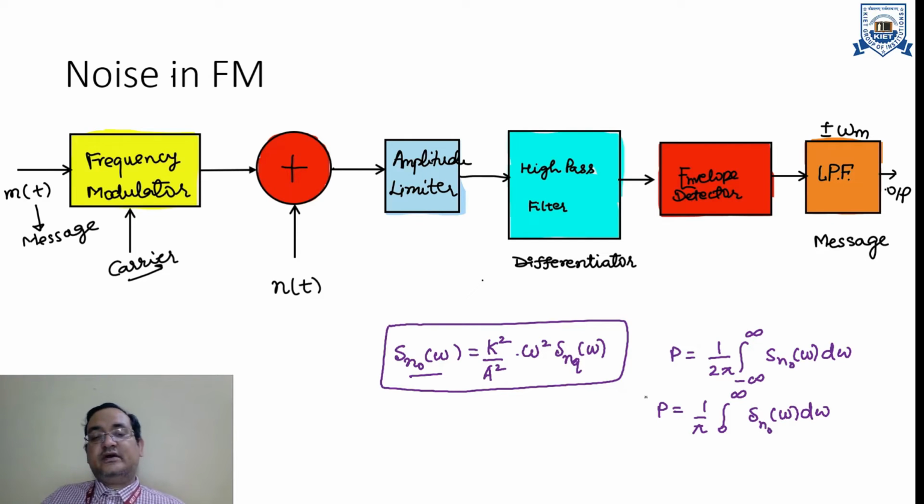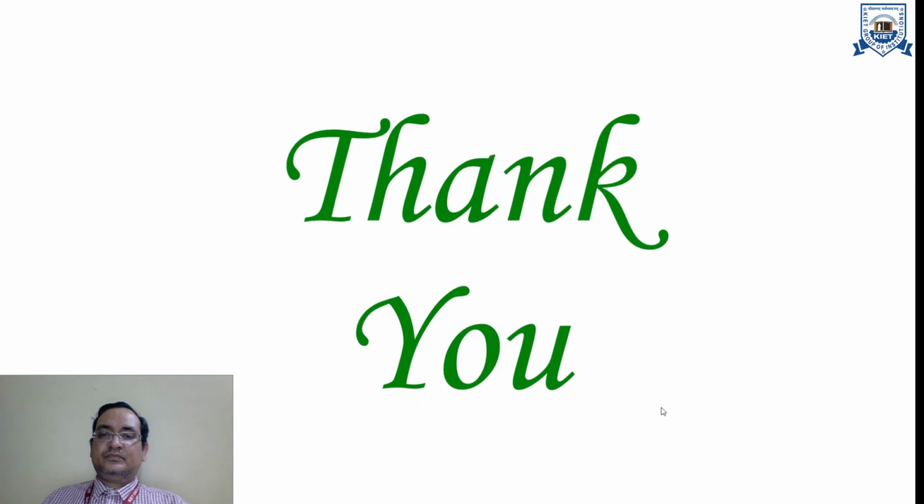So in this video I have shown how to calculate the output noise power for a frequency modulated wave at the end of the receiver, as well as the noise power, signal power at the output, input signal power, and input noise power. In the next video I will discuss its behavior with respect to AWGN noise, as well as pre-emphasis and the requirement of de-emphasis for frequency modulated systems. Thank you very much.